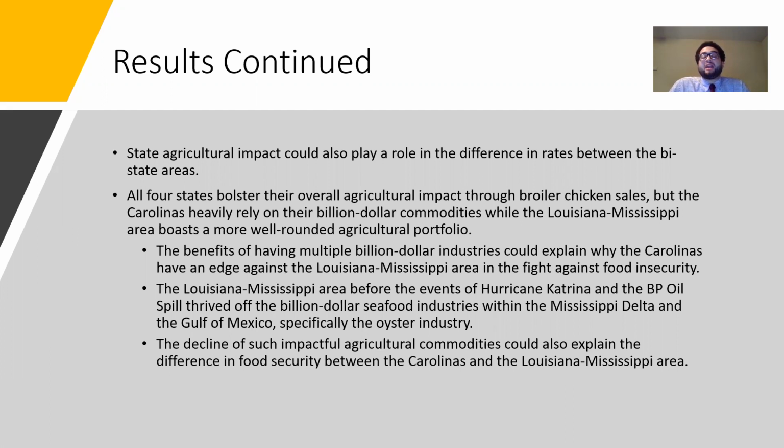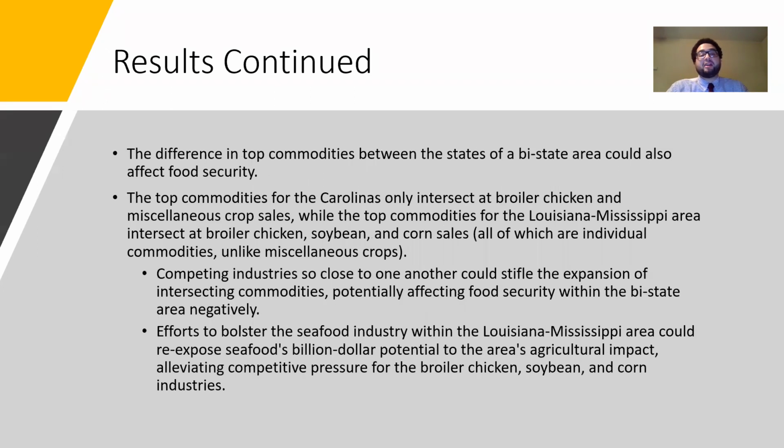The Louisiana-Mississippi area also, before the events of Hurricane Katrina and the BP oil spill, thrived off the billion-dollar seafood industries within the Mississippi Delta and the Gulf of Mexico, specifically the oyster industry. The decline of such an impactful agricultural commodity could also explain the difference in food security between the 2 areas.